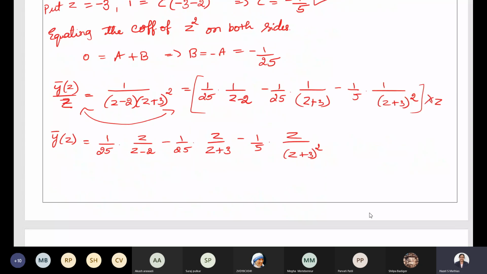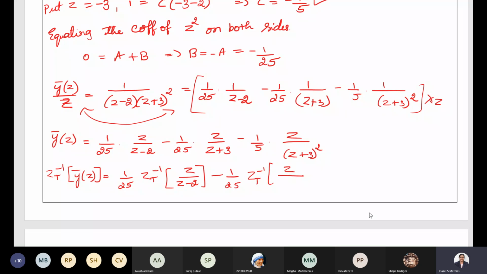Next step, what is remaining is to find the inverse Z transform. Inverse Z transform of Y bar of Z is 1 by 25 into inverse Z transform of Z by Z minus 2, minus 1 by 25 into inverse Z transform of Z by Z plus 3. How can we write it? We can write it as Z minus of minus 3. Remember this, Z plus 3 is there. We have the formula for inverse Z transform of Z by Z minus K. So in order to write it in that form, Z plus 3, we split this as Z minus of minus 3. Minus 1 by 5 into, what about this term?